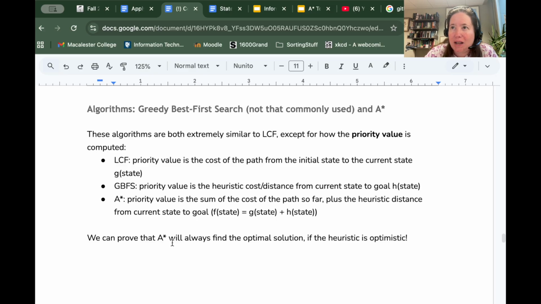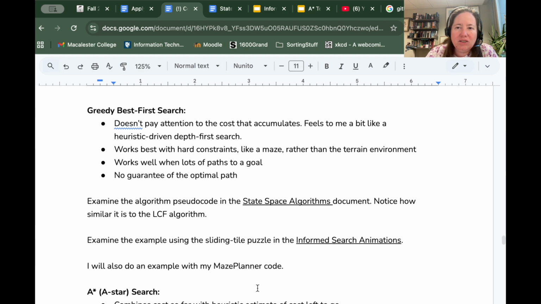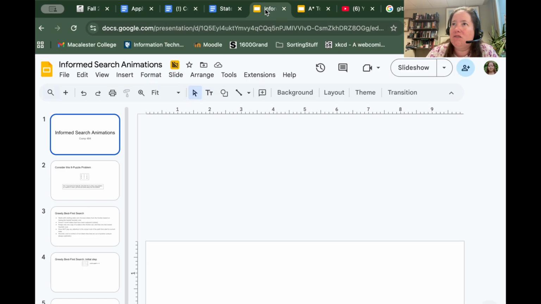It is possible. I said we can prove. Yes, we can. We are not going to, but yes, we can. It is possible to prove that A star will always find the optimal solution so long as the heuristic for the H is optimistic, so long as it never overestimates costs. Let's take a look at greedy best first search.